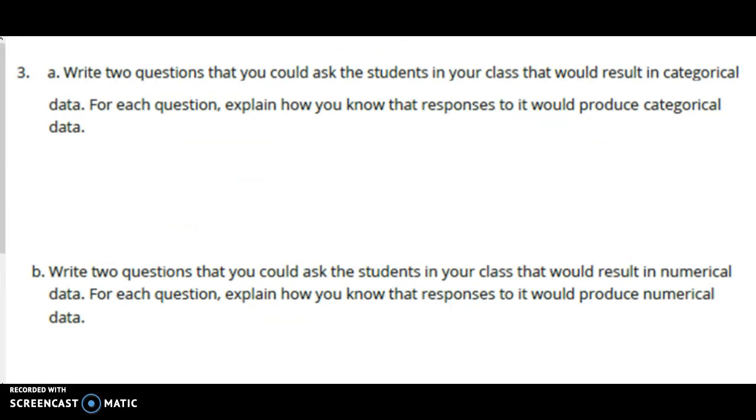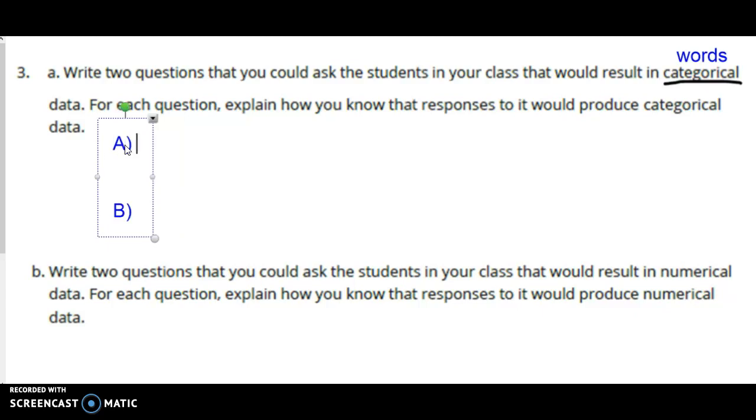Number 3, write 2 questions that you could ask the students in your class that would result in categorical data. Categorical means words. So above categorical, let's just write words. For each question, explain how you know that responses to it would produce categorical data. So I'm going to write 1 question for you, and then you're going to write 1 question on your own. So let's say question A we'll do together, question B you'll do on your own.